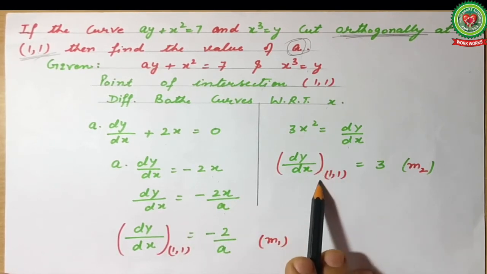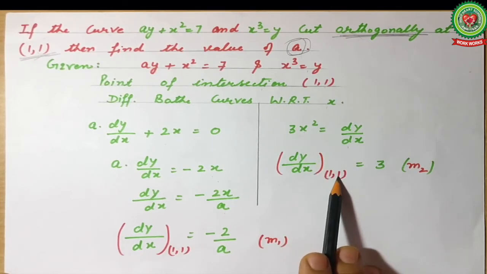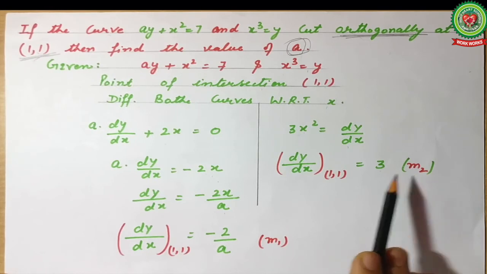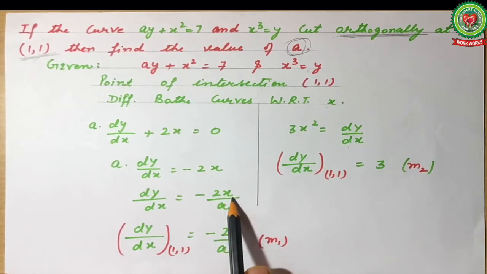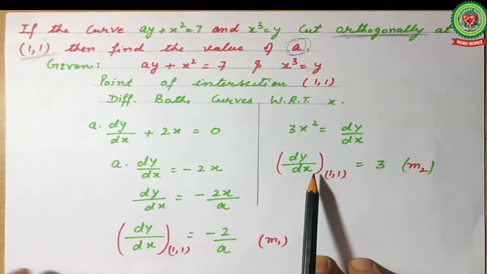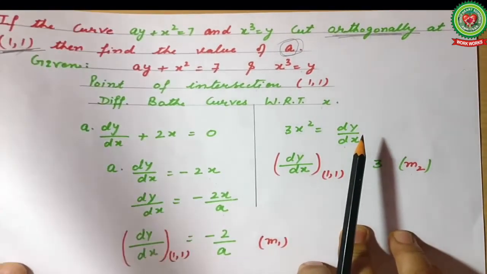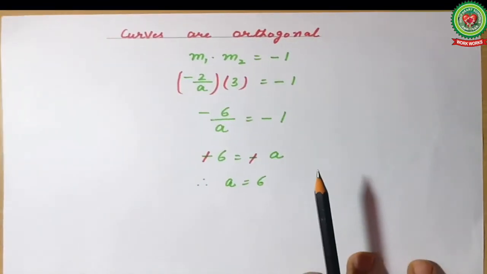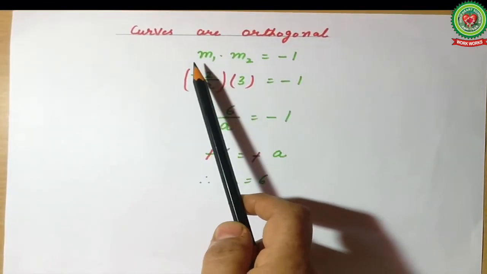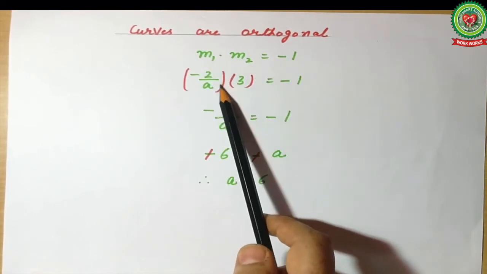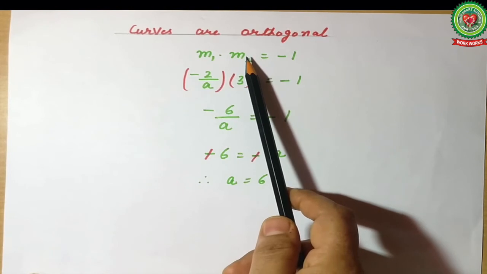Now on this side, when we put the point 1, 1, we get a slope of 3. That is the value of m2. And when we put 1, 1 here, we find the value of m1, which is minus 2 upon a. Because the word orthogonally is there, orthogonally means m1 into m2 is equal to minus 1. That's why we apply the condition m1 into m2 is equal to minus 1. The value of m1 is minus 2 upon a and the value of m2 is 3.